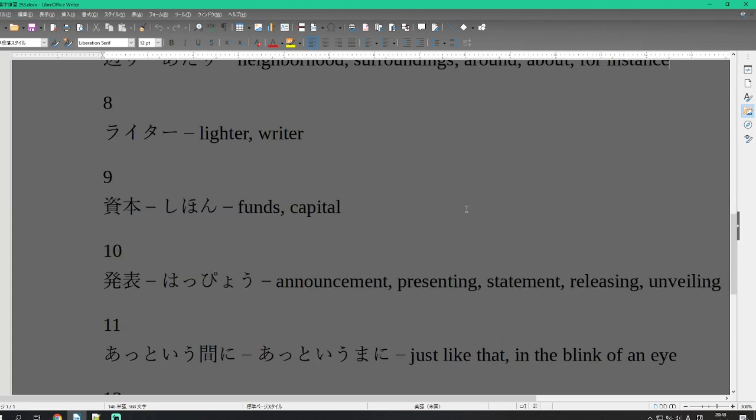Number 9 is shihon. Shi on the left side is resources. Hon on the right side is your book. It could also mean main, true, or real. So your real assets are your funds or capital. Shihon. Real resources or real assets. Shihon. Capital.